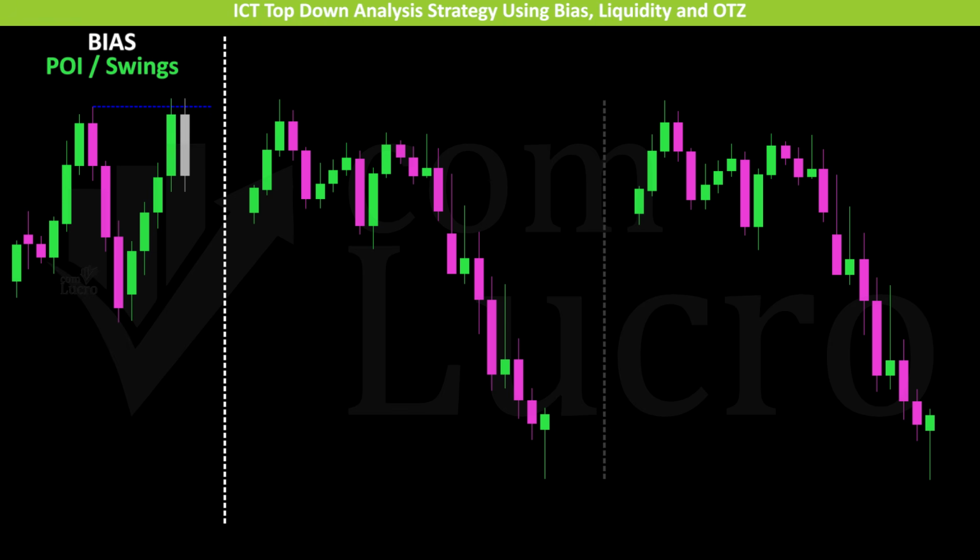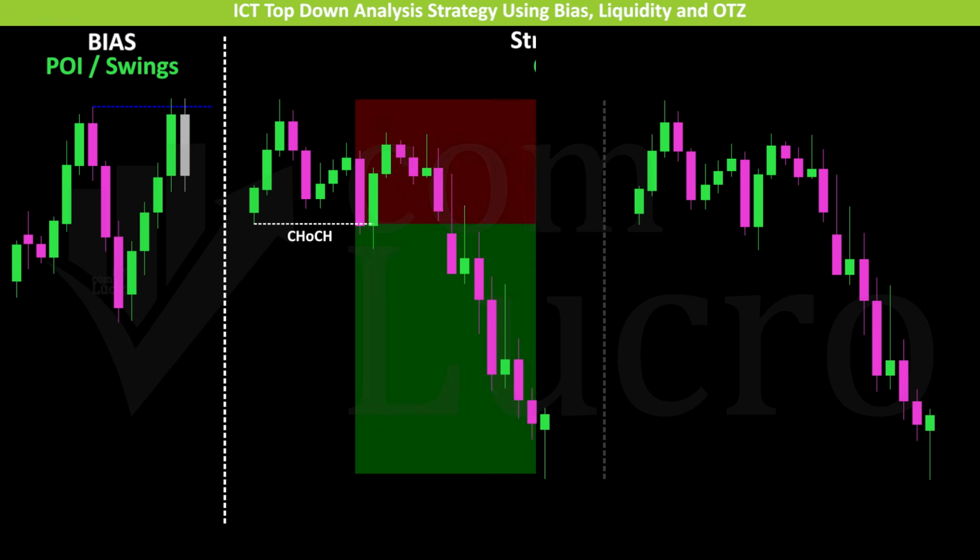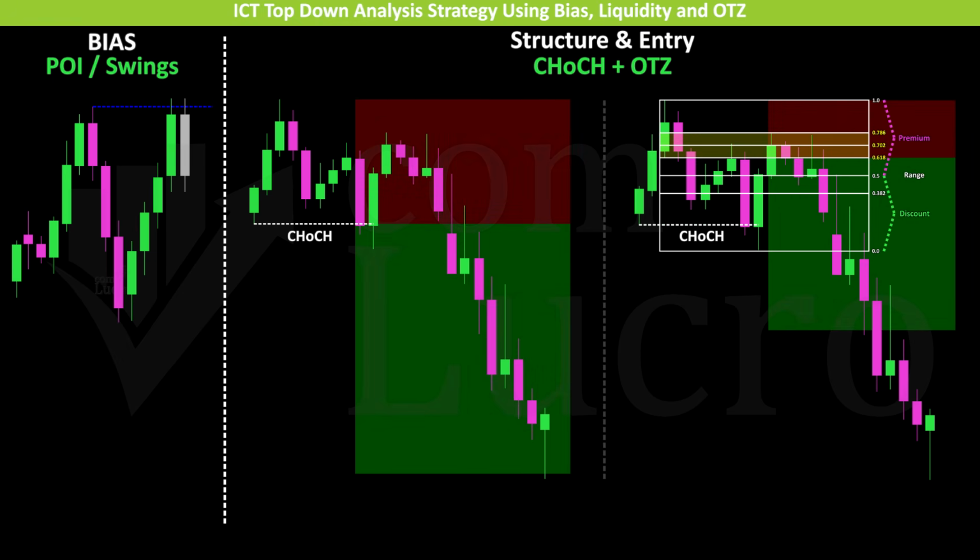In this scenario, price approaches a major swing high, which becomes our main point of interest. Instead of expecting continuation, we anticipate a liquidity sweep above the weekly high, followed by price returning back inside the trading range. If that rejection forms a bearish reaction on the weekly chart, we then establish a bearish higher time frame bias.